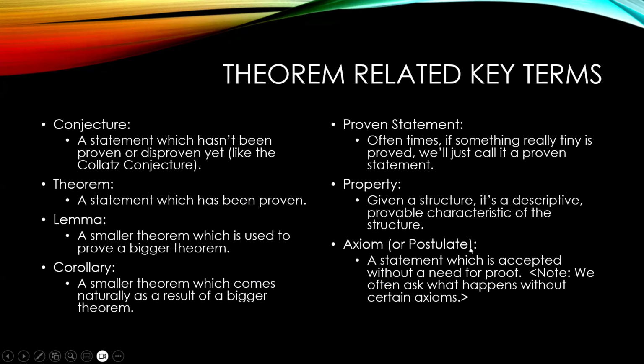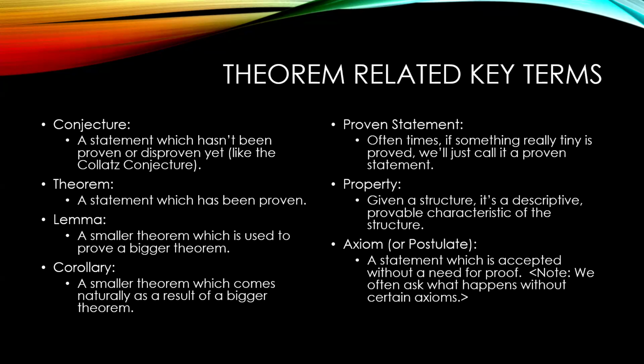Finally, we have an axiom or a postulate. An axiom or a postulate is a statement which is accepted without a need for proof. Note, when we say that it's accepted without need for proof, it's more like this is the characteristics of whatever system we're dealing with, and we may later consider what happens if one of the axioms is not true.